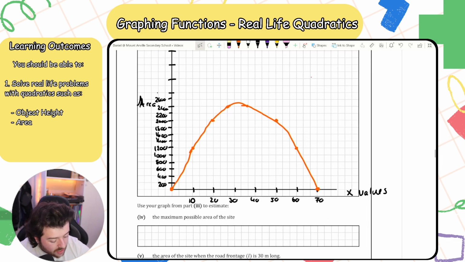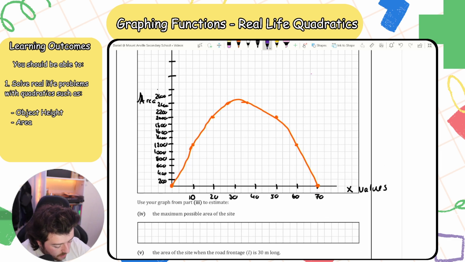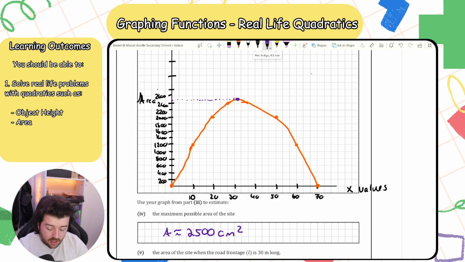Full marks. What's the maximum possible area of this site? So I go to the max here. That's going to be my max point. Again, margin of error, you do have some wiggle room here. So I'm just going across, and if each block is worth 200 and it's between one block, the area is roughly going to be equal to 2,500 centimeters squared. Make sure to put your units in.